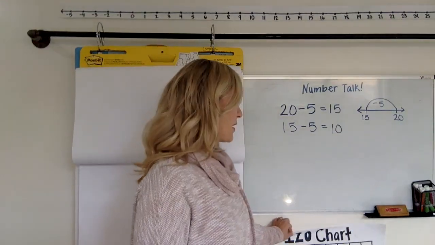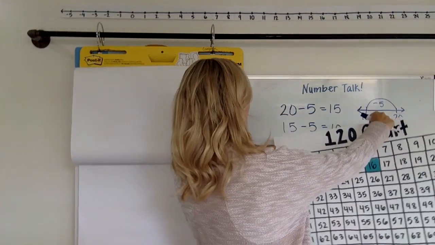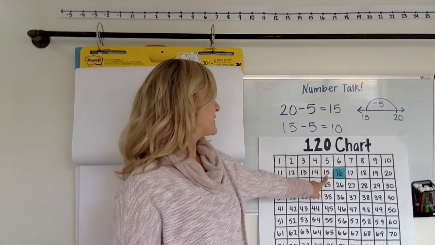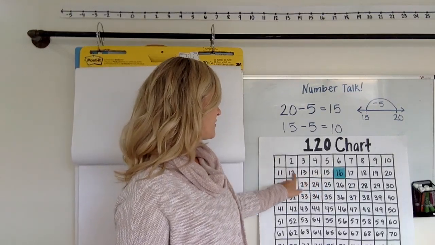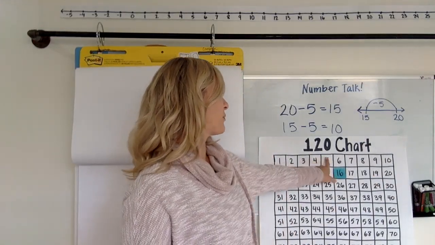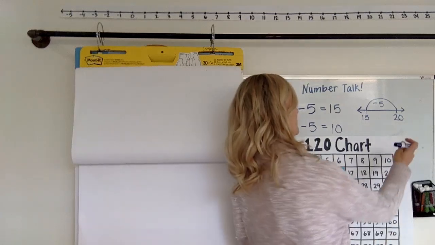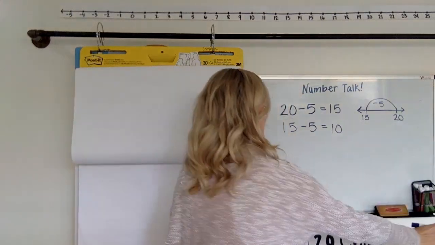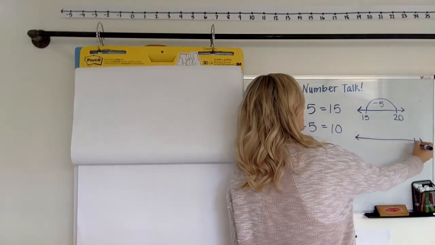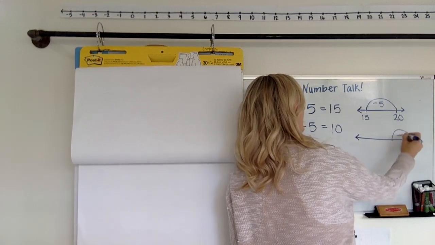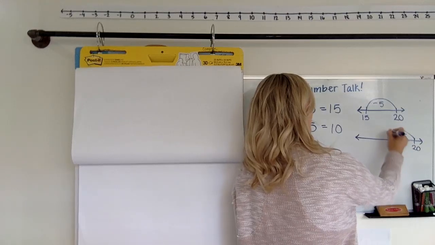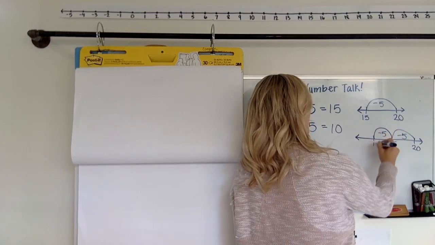And I bet a lot of you probably even thought about, in class, our 120 chart. Maybe you even just remembered that 15 minus 5, 1, 2, 3, 4, 5, would give us 10. Or maybe you even thought about 5 plus 10 would give us 15. Maybe some of you even thought, hey, that number line started at 20, took off 5, and we got 15. And then that was our starting number. We took off 5 more. And now we're at 10.